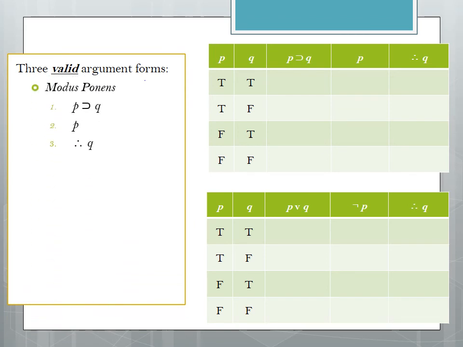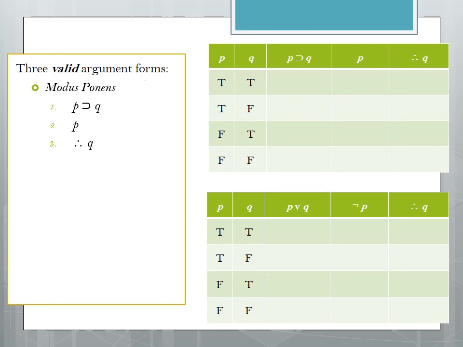So the first valid argument form I'm introducing is known as modus ponens. And it's an argument form that has a conditional sentence as its primary premise, the antecedent of that conditional as the secondary premise, and the consequent of the conditional as the conclusion. So that's modus ponens. Any argument which has this form is an instance of modus ponens. Let's see that it is actually a valid argument form using the truth table method.